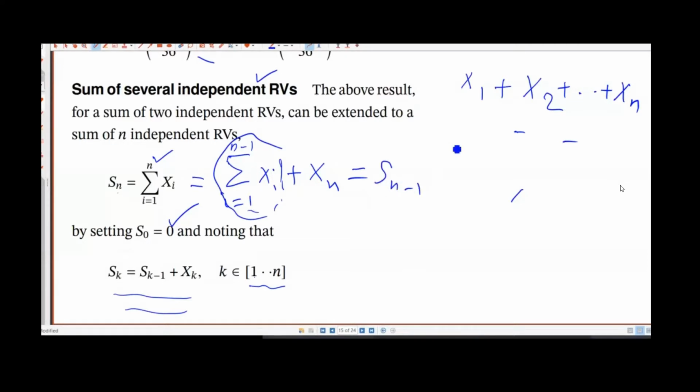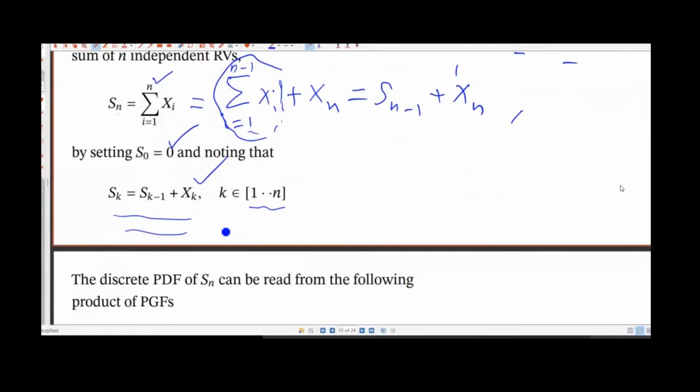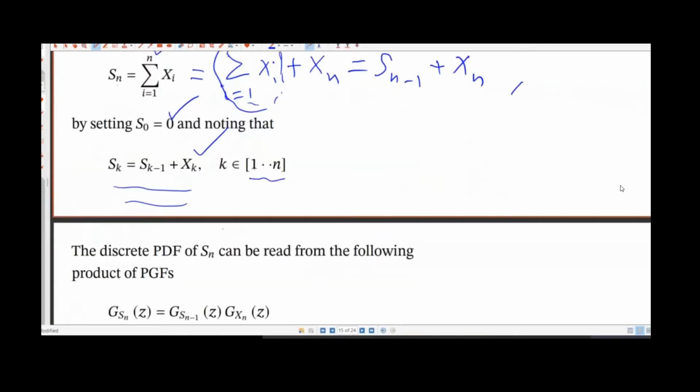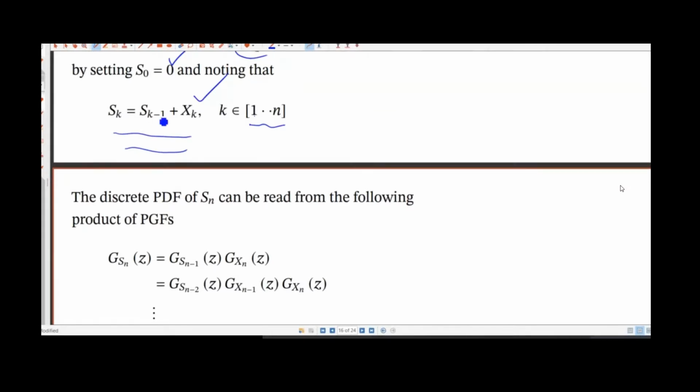Sn-1 plus xn. अब आप n की जगह k लिख दें तो ये आ जाएगा. So it's okay. Which means that I can apply this rule. और 2 का मुझे पता है कि जब 2 को मैं ऐड करूंगा और इंडिपेंडेंट ही, जब सारे इंडिपेंडेंट हैं तो ये दोनों भी आपस में इंडिपेंडेंट हैं.